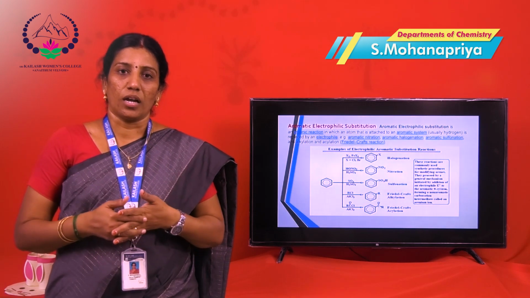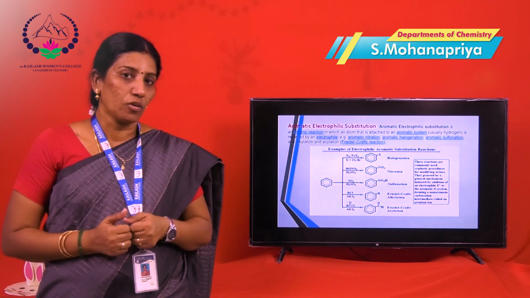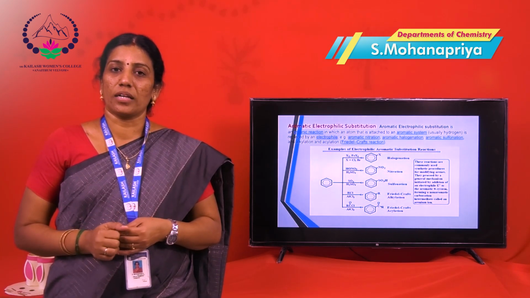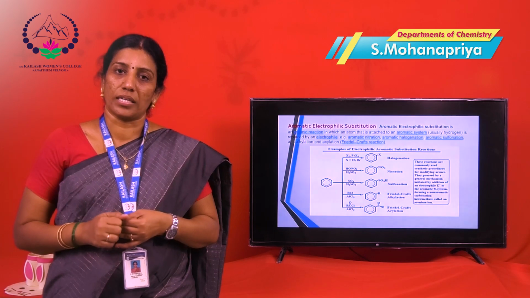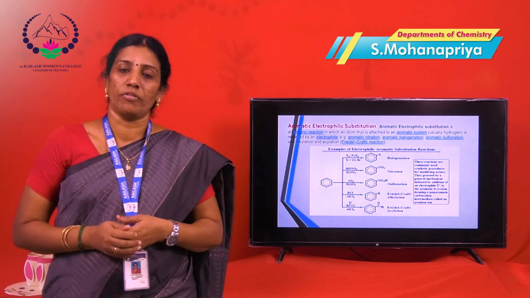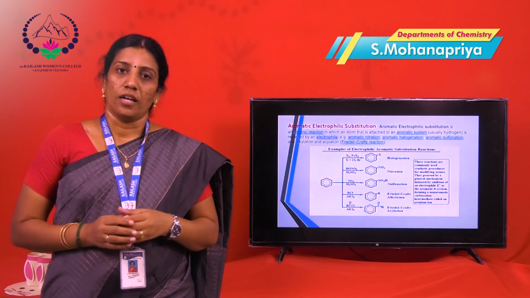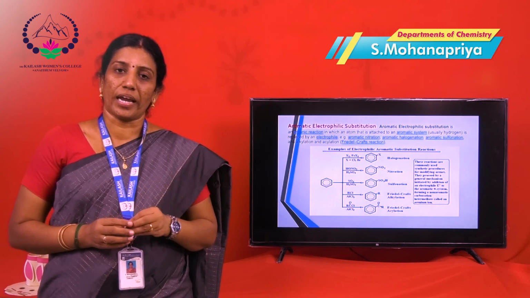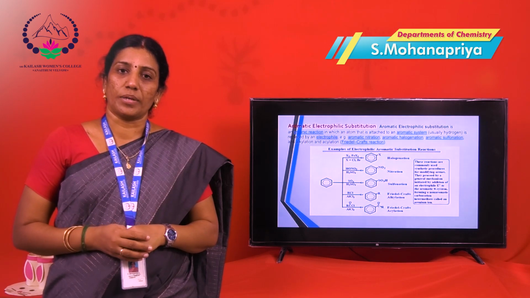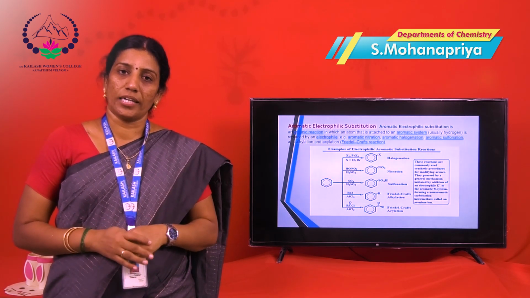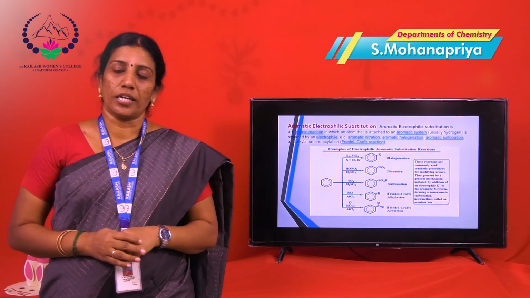We have a variety of aromatic reactions: sulfonation, nitration, halogenation, Friedel-Crafts alkylation and Friedel-Crafts acylation. These are examples of electrophilic aromatic substitution reactions. In this reaction, from reactant to product, we get an intermediate, and through that intermediate we get the product. That intermediate is said to be the arenium ion intermediate.